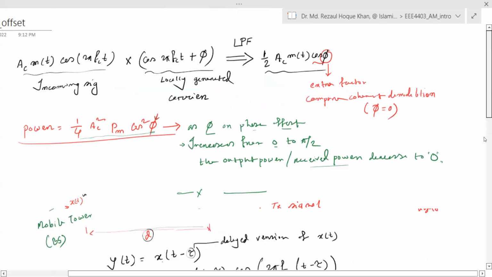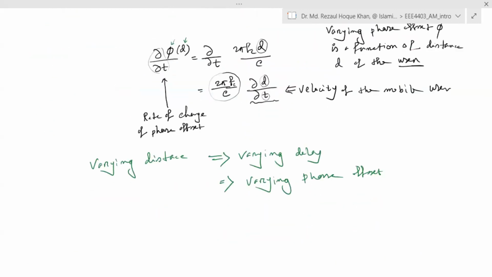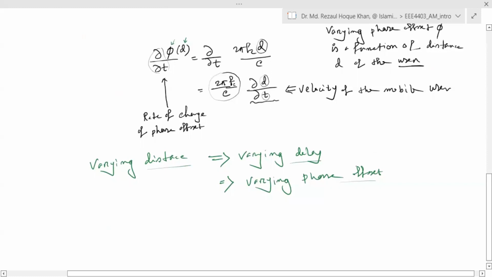Means varying phase offset ultimately affects our receive power. Means the varying delay ultimately affects our receive power. Means the varying distance ultimately affects, or deteriorates, our receive power.